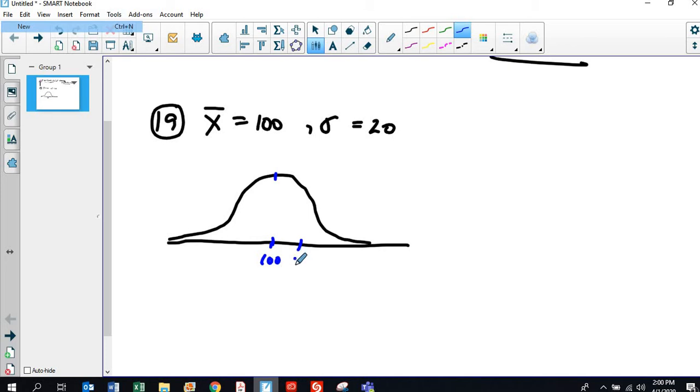So if I add 20, here I get 120, right? Plus 1 standard deviation using the notation from the textbook, that's plus 1 sigma, all right? And then if I go to the left, that's minus 1 sigma, and that is the number what? That's the number 80, right? So let me put the minus 1 sigma a little lower, and so if I subtract 20 from 100, I get 80.